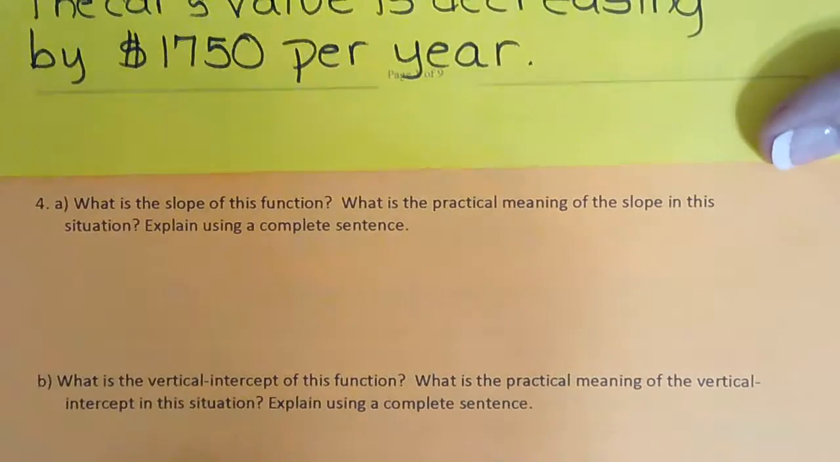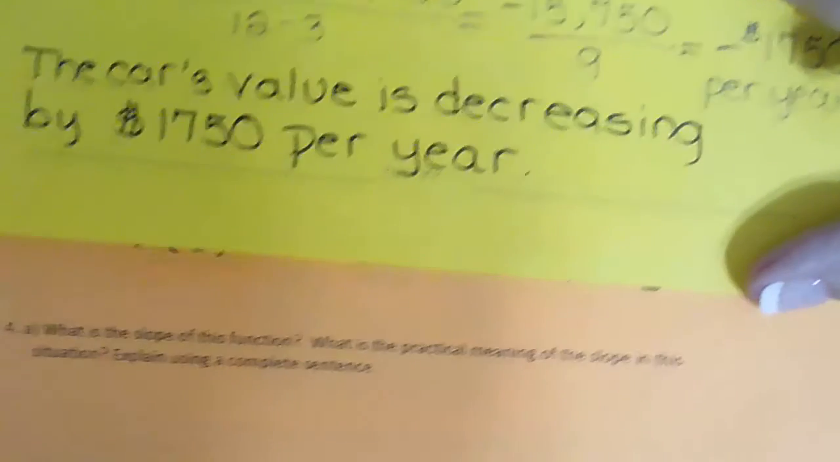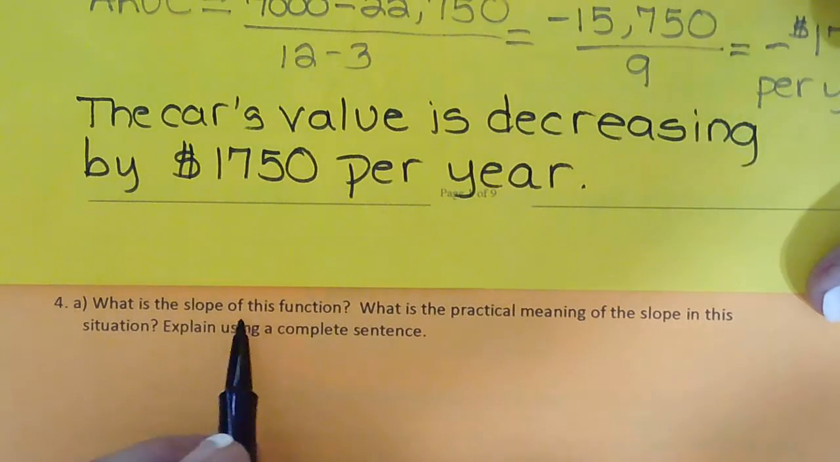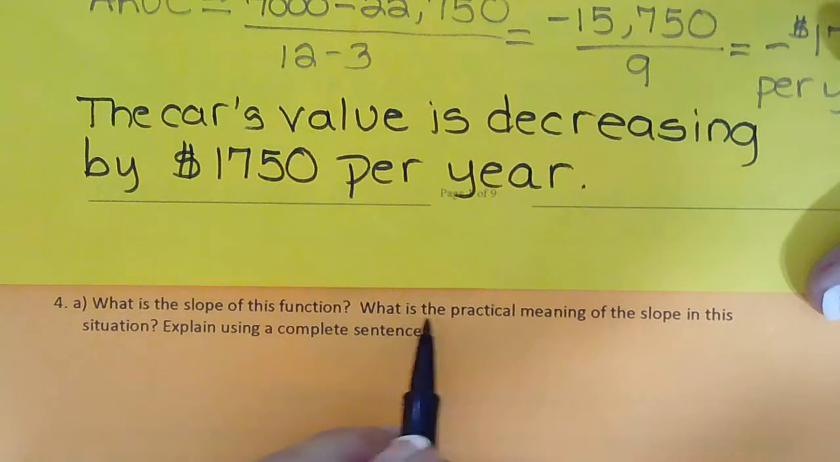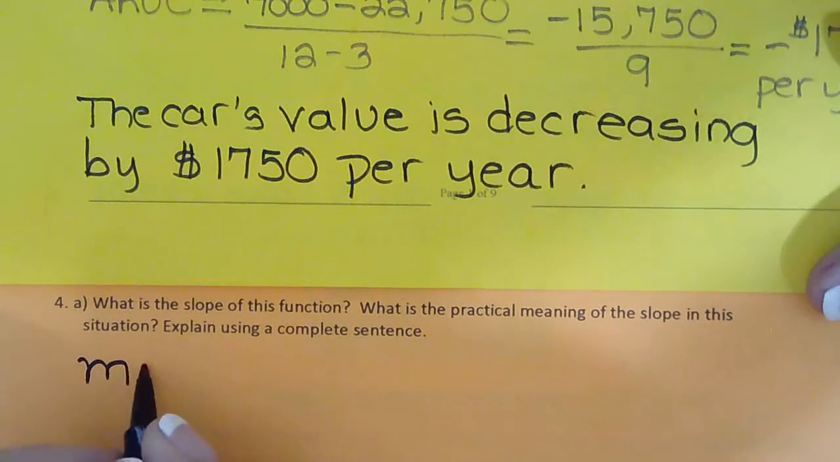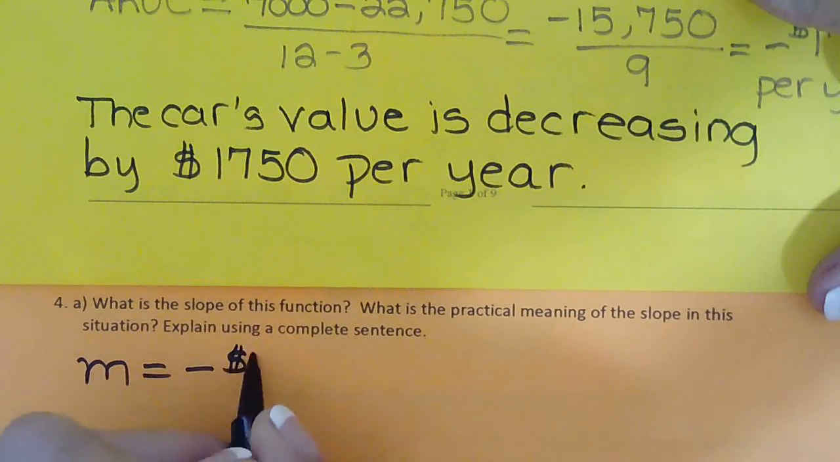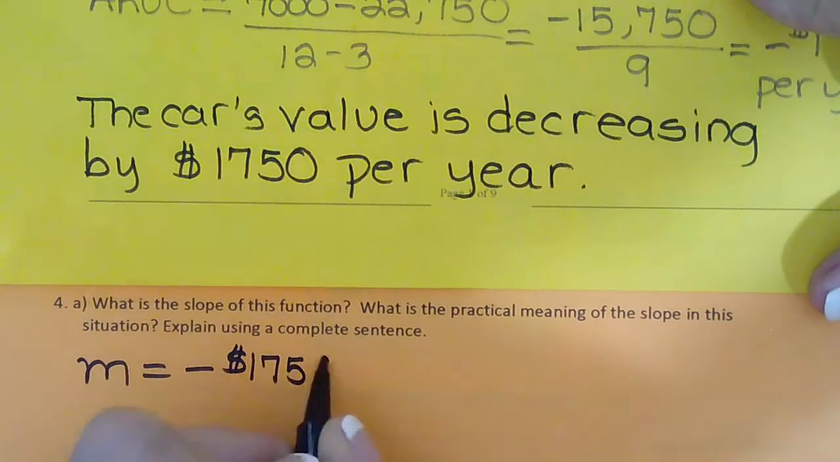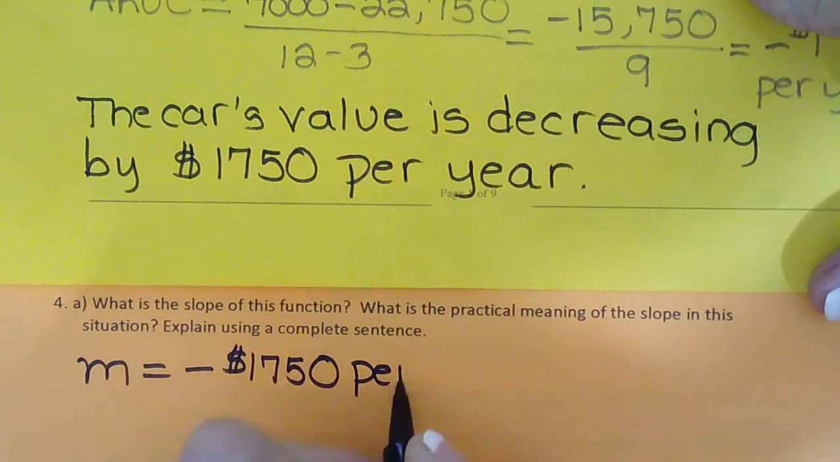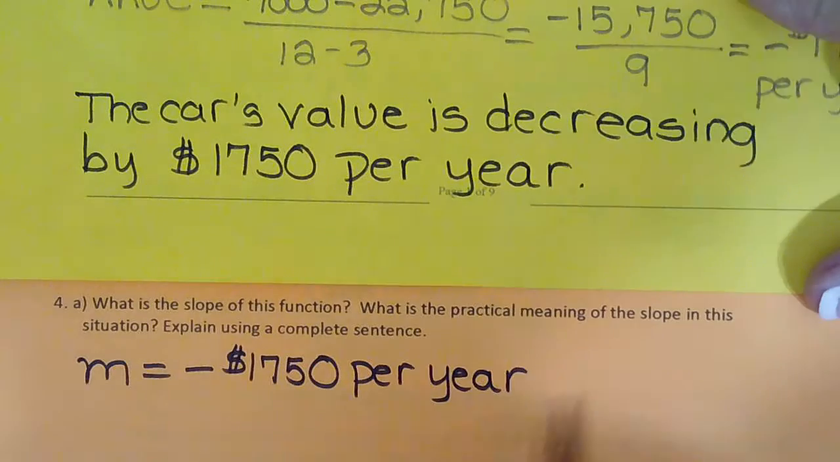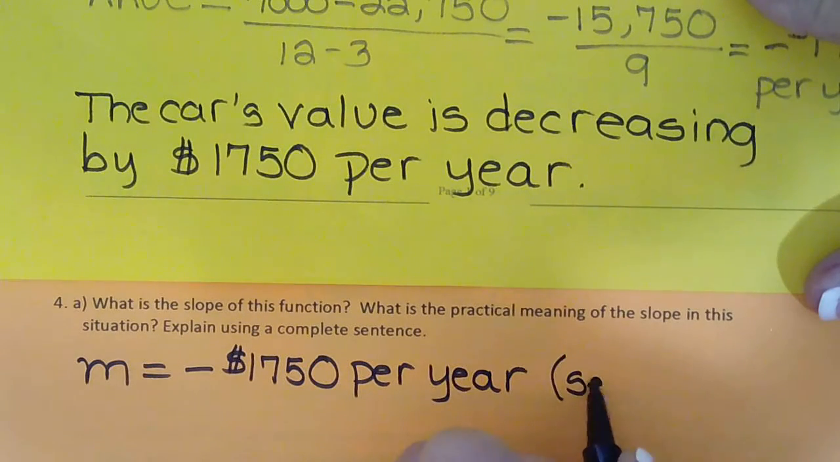So it says, what is the slope? I'm going to keep this paper here because we'll be able to use this. So what is the slope of this function? The slope is negative $1750 per year. So we won't show the work on it again. We'll just say see page 1.